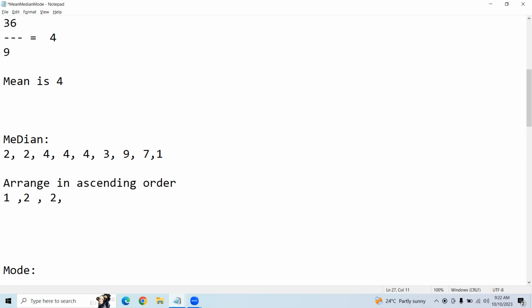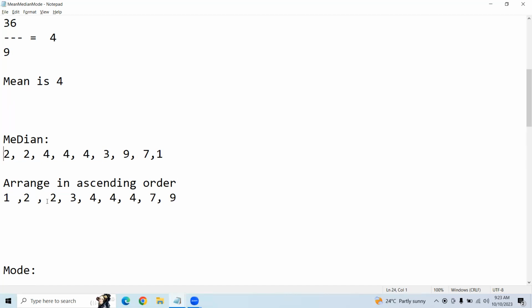Okay. Then we have 3. Then we have 4. 4 how many times do we have? We have 4 three times: 4, 4, 4. And then what is the big number after that? 7. And then we have 9. So in total, how many numbers were we having earlier? 1, 2, 3, 4, 5, 6, 7, 8, 9. We got 9 numbers. Okay. So this is how we arrange them in ascending order.